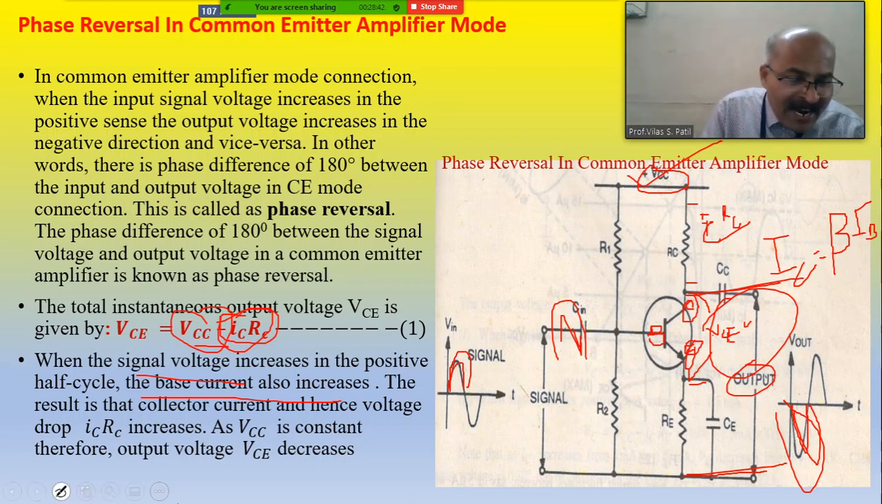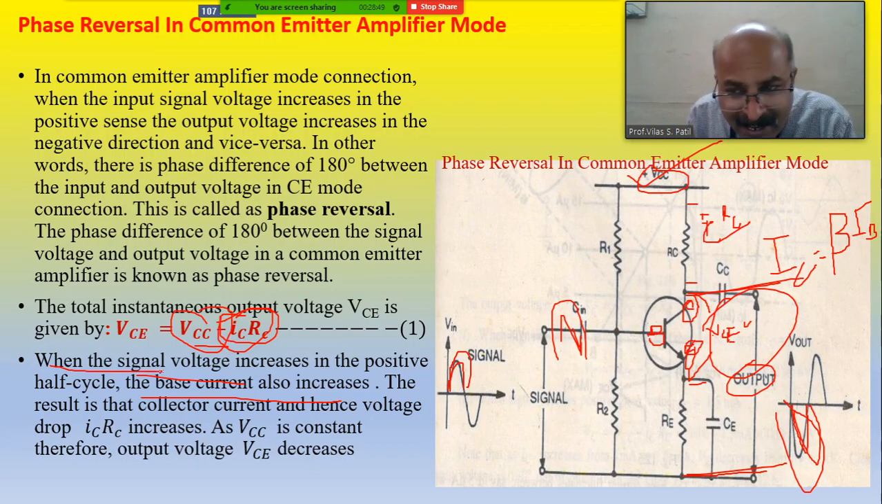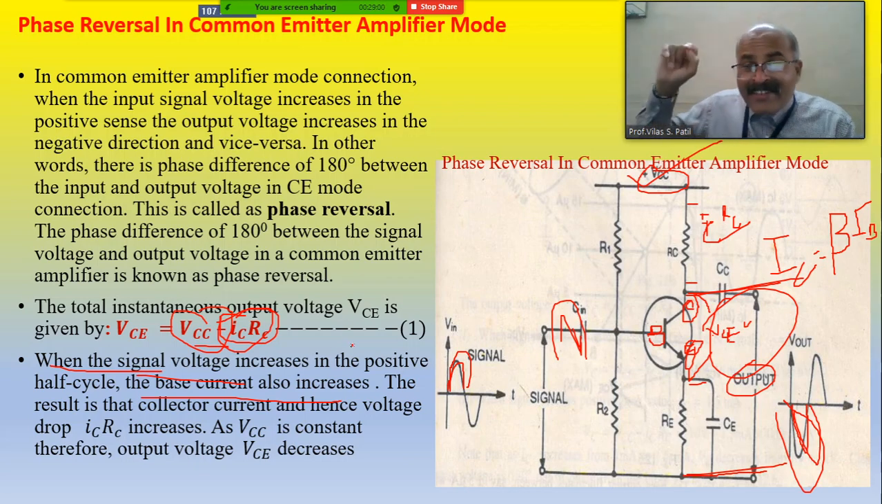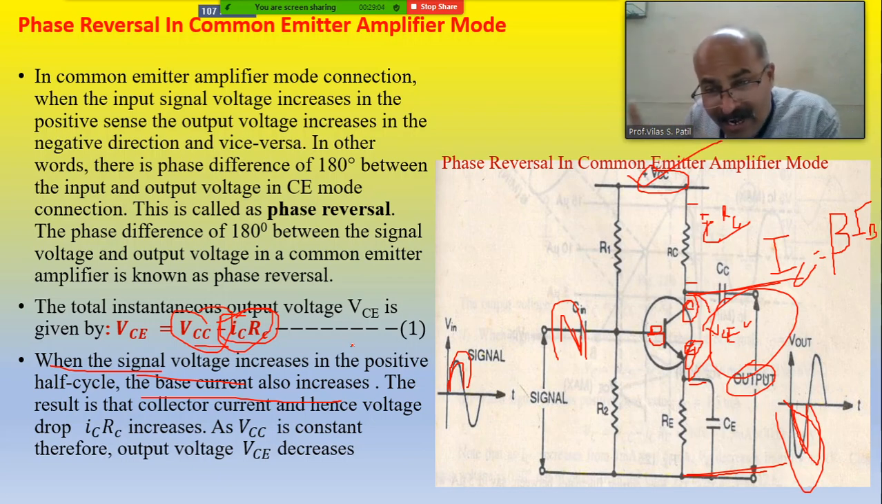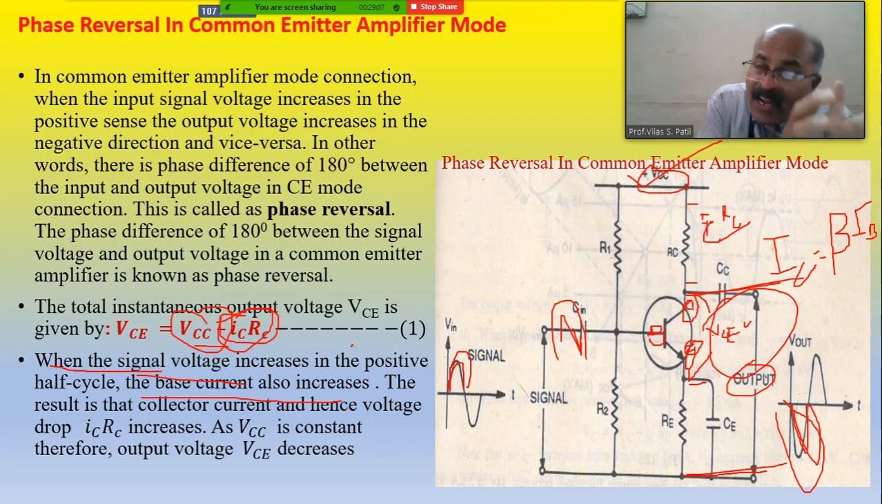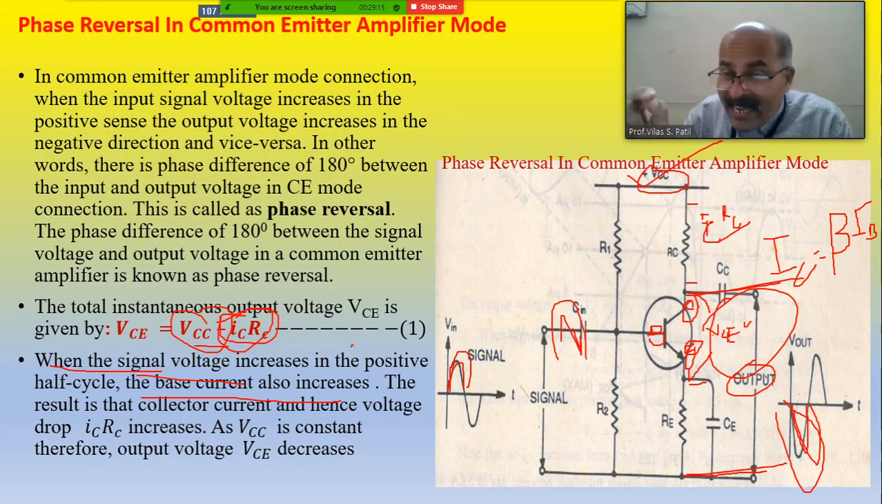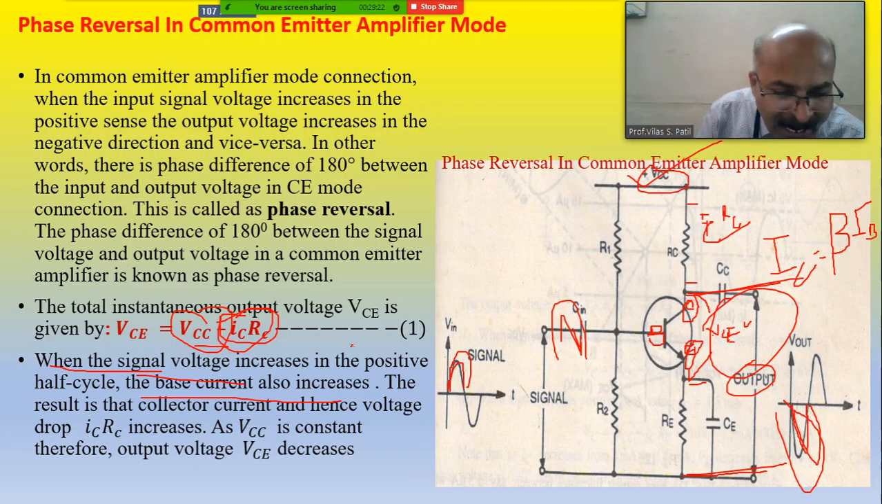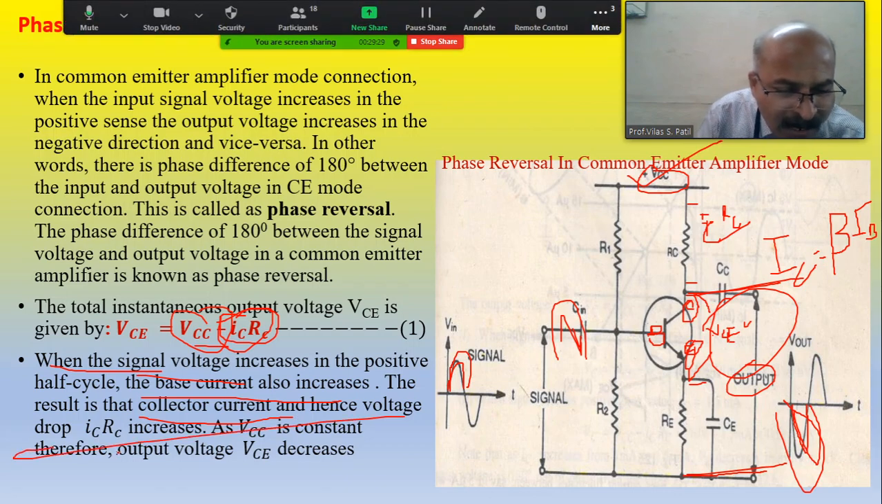And here we explained that when the signal voltage increases in positive half cycle, means the input voltage is increased in positive sense, the base current will increase, and due to that the collector current will be increased beta times, and that will be the minus quantity from the VCC, and due to that VC will be decreased in negative sense. It means that the VCE, that is the collector to emitter voltage, that means the output voltage, will be decreased in a negative manner. The result is that the collector current and hence the voltage drop ICRC increases as the VCC is constant.